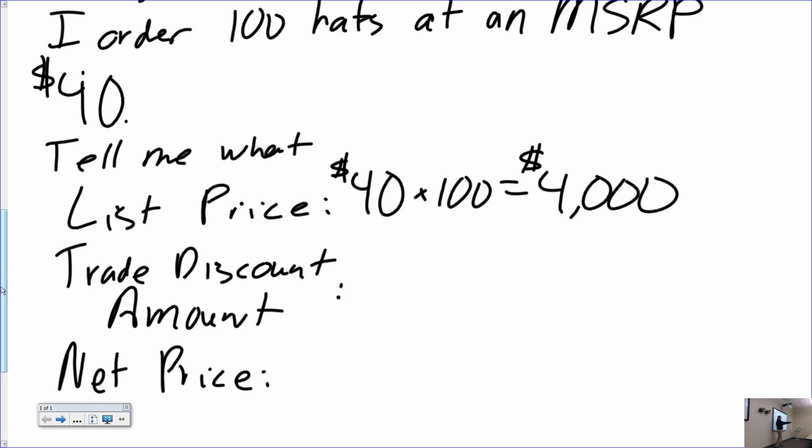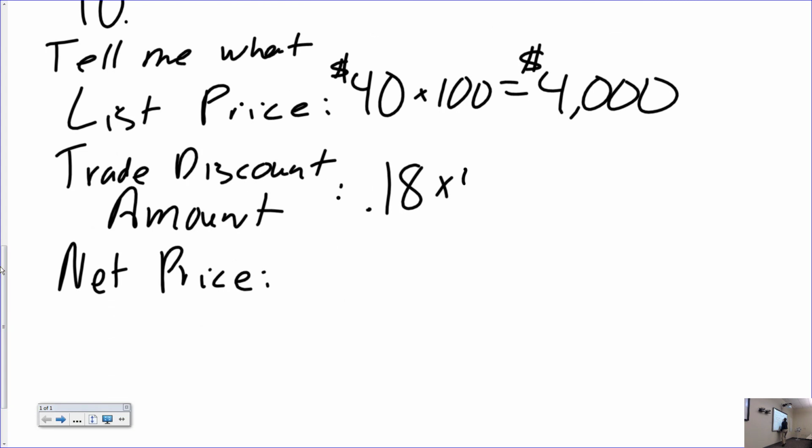Now, somebody can come in with a 5% discount coupon or something and we can deal with all of that. But in the end, we're selling each one of these hats for $40. Now, what's my trade discount amount? 18%. So how do I calculate 18% of 4,000? There you go. 0.18 times 4,000. Somebody crank that out for me, please. 720 or something. 720.